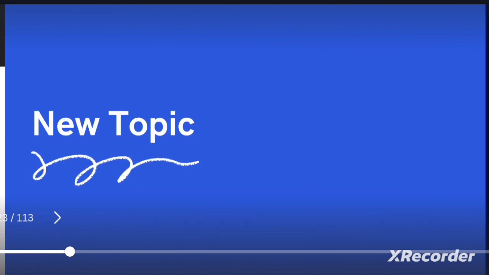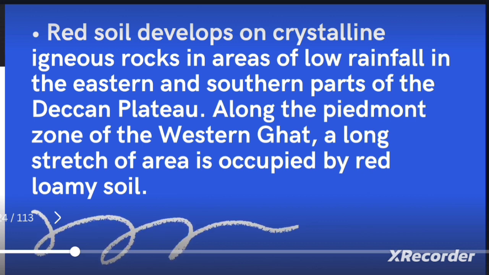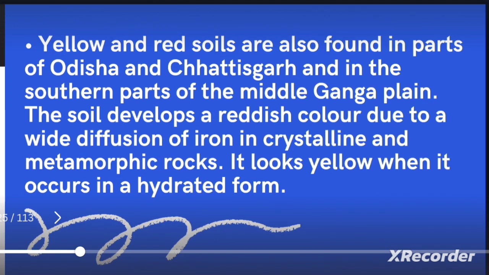New topic. Red soil develops on crystalline igneous rocks in areas of low rainfall in the eastern and southern parts of the Deccan Plateau. Along the Piedmont zone of the Western Ghats, long stretches of the area are occupied by red loamy soil. Yellow and red soils are also found in parts of Odisha and Chhattisgarh and in the southern parts of the Middle Ganga plain. The soil develops a reddish color due to the wide diffusion of iron in crystalline and metamorphic rocks. It looks yellow when it occurs in hydrated form.